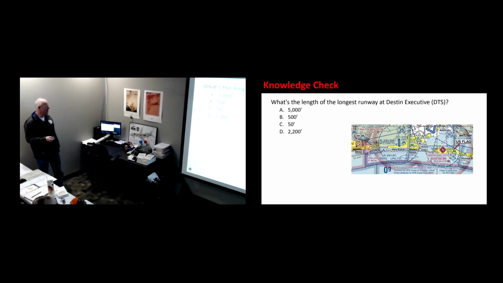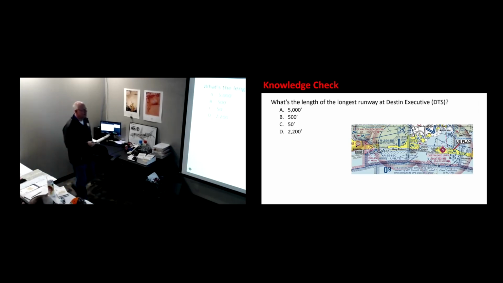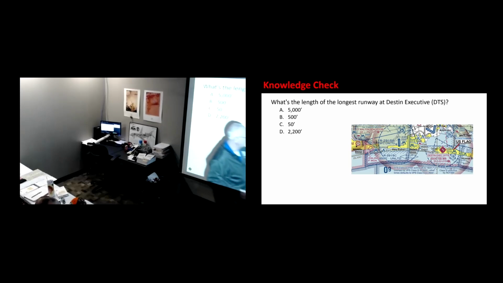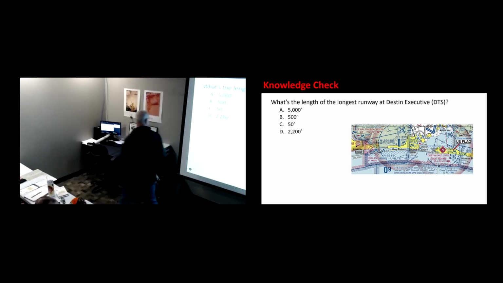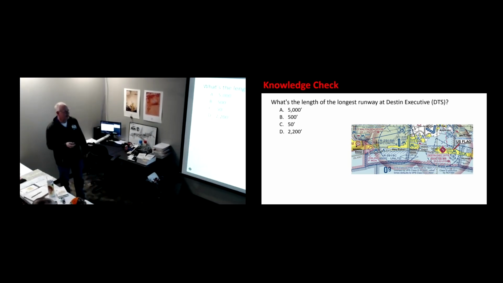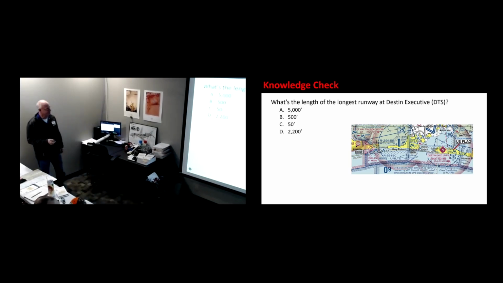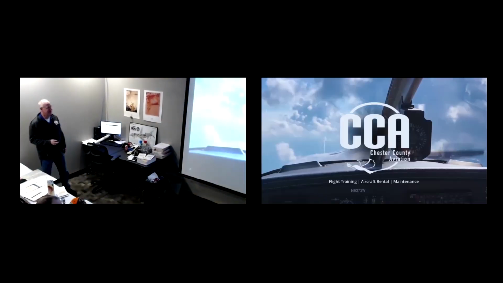One more, maybe more. Destin Executive. Is this the airport you're looking for? The magenta, okay? First of all, tell me about Destin. Is it towered or non-towered? Why? Magenta, good, non-towered airport. So what's the length of the longest runway? Okay, right in the middle of that bottom row, 5,000 feet. Okay. And that's it. Questions?